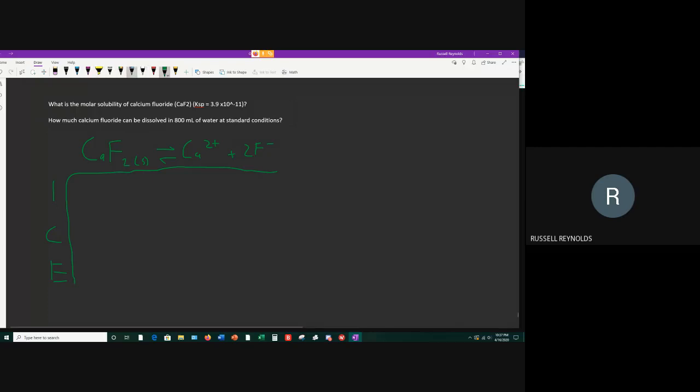Okay? So now when we go into setting this up, remember that we don't include solids in equilibrium expressions. Solids are left out of the equilibrium process. So for that reason, we're going to cross out anything to do with the CaF2, because again, we don't want to include solids in our equilibrium expression. That's going to make things a lot easier to deal with.